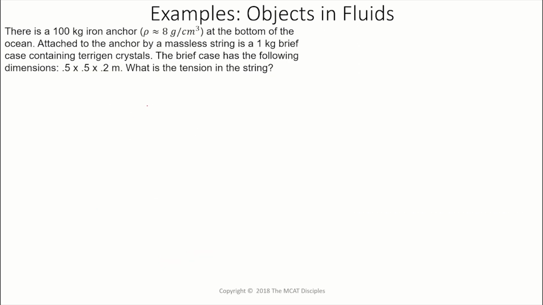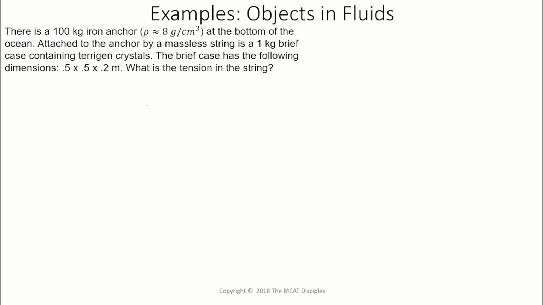So another example. There's a 100 kilogram iron anchor with a density of 8 grams per centimeter cubed at the bottom of the ocean. Attached to the anchor by a massless string is a 1 kilogram briefcase containing pterogen crystals. The briefcase has the following dimensions: 0.5 x 0.5 x 0.2 meters. What is the tension in the string?